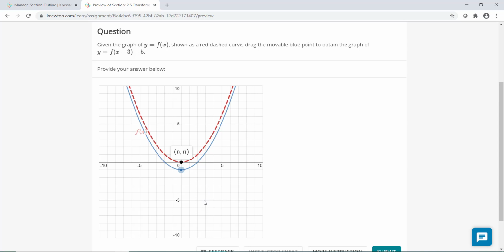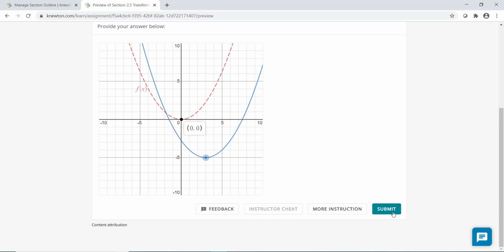So I'm going to take my blue point and drag it over to here, which I think was right there. Let me double check my counting. 1, 2, 3, 1, 2, 3, 4, 5. All right, and that should be your new graph.